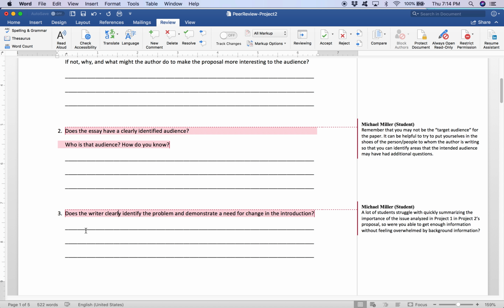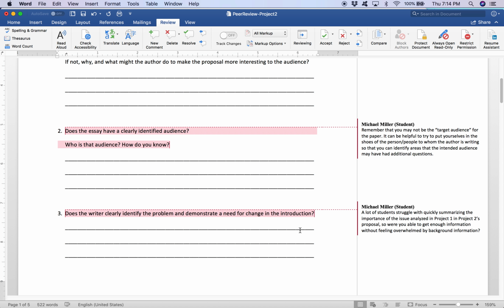This third question, does the writer clearly identify the problem and demonstrate a need for change in the introduction? So a lot of students, between Project 1 and Project 2, really struggle with how do I summarize everything that I wrote about in Project 1 and Project 2 for my audience. Sometimes the audience may be the same from Project 1 to Project 2. Sometimes it's a different audience.